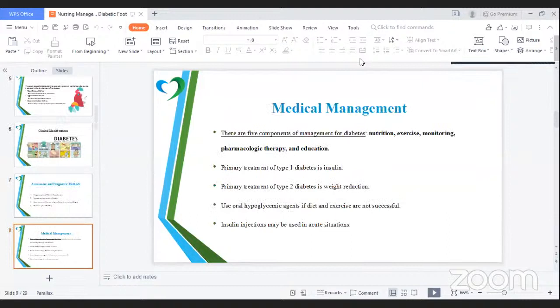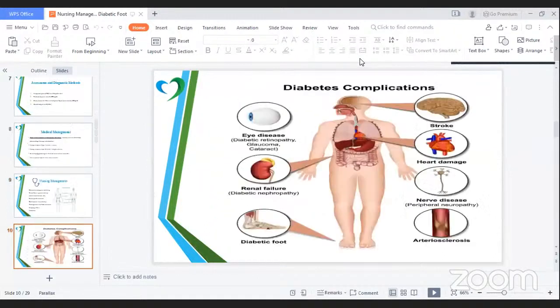Ms. Shayma, let me interrupt you. We can skip the very basic part of what diabetes is, and we can concentrate on the nursing. Diabetic foot. Yes, nursing. Okay, of course.